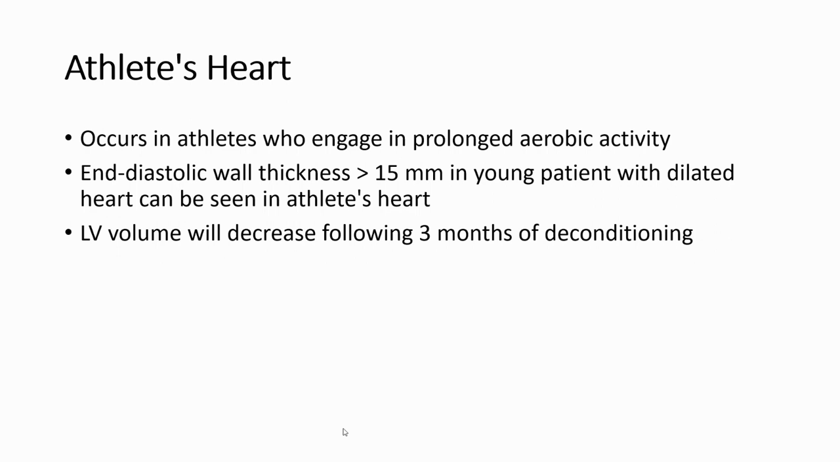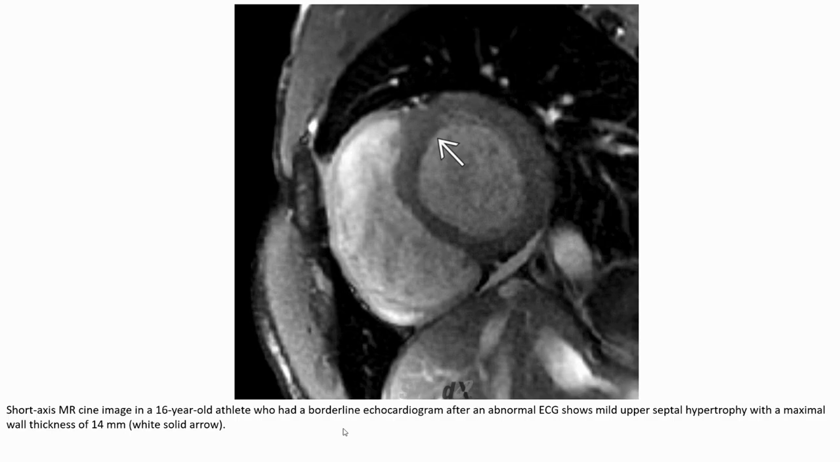Athletic heart occurs in athletes who engage in prolonged aerobic activity, with septal thickness more than 15 mm. In young patients, delayed enhancement can be seen in athletic heart. Left ventricle volume will decrease following 3 months of deconditioning. This cardiac MRI shows a subtle hypertrophy with a maximal wall thickness of 14 mm, white arrow.